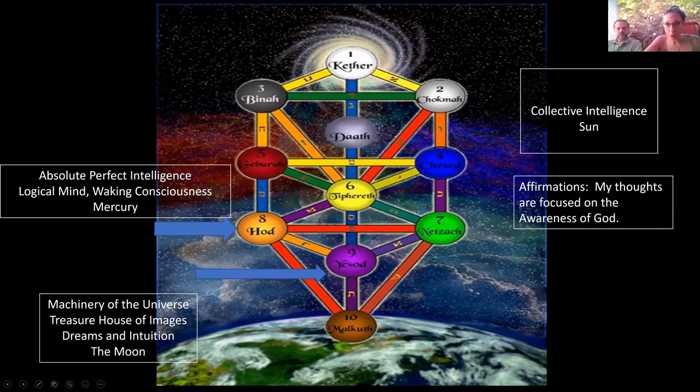Also of note, I want to point out the relationship of our destination Hod, where we're going, to Hesed. And Hesed is the Sephirah of mercy, and it's often balanced with Gevurah. This is mercy and justice, glory and power, and benevolent love. And you see that it's blue. This is the color that we use when we do all of our imagery. And the affirmation is, my thoughts are focused on the awareness of God.